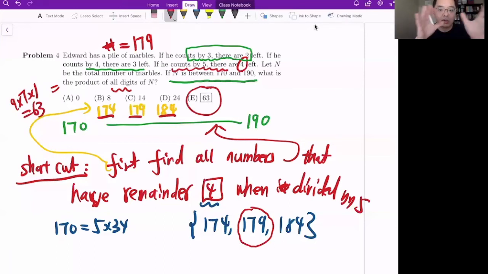Here the point is we have 21 numbers, 170 all the way to 190. We need to find the one that when divided by 3, the remainder is 2, when divided by 4, the remainder is 3, and when divided by 5, the remainder is 4. So we first focus on the requirement when divided by 5, the remainder is 4. 170 is divisible by 5, so for remainder 4, just add 4. That's 174. The next one is just add one more 5. So we find 3 numbers with remainder 4 when divided by 5, and then we only need to check these 3 to figure out the valid one.